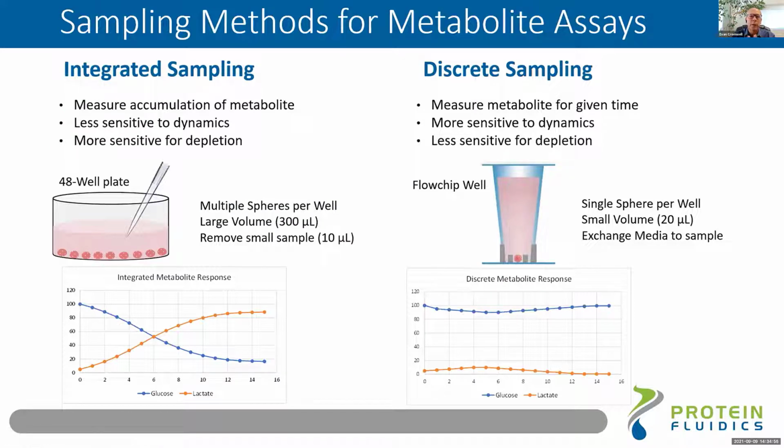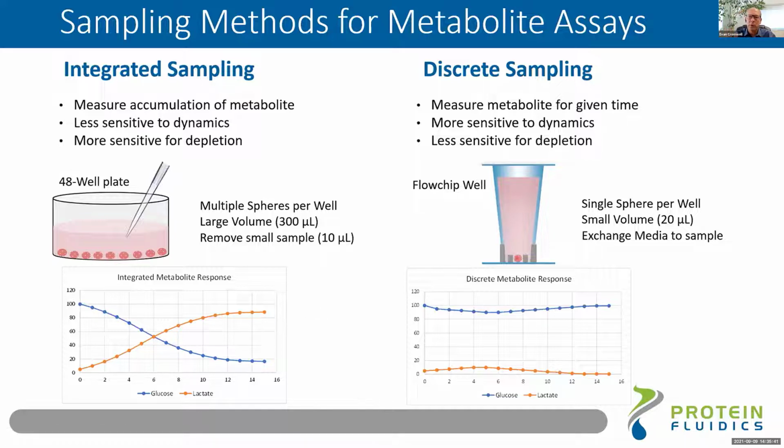I want to talk a little bit then about how we're doing the sampling. So the standard way you would see for people doing these types of metabolite and looking at secretions, you put a larger number of spheres into a well, and then you take out a small volume from that. So for example, removing 10 microliters from the 300 microliter volume. And you can do that multiple sampling without decreasing volume too much. That gives you what we call integrated metabolite response, where if you load this up with glucose at the beginning, then over a certain time period, glucose will decrease, your lactate will increase, and you can measure that, typically as an endpoint, but you can also do multiple measurements in between.